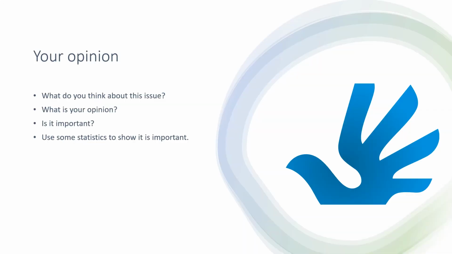So in the second paragraph, you talk about your opinion. So what is your opinion about this issue? Do you think this is an important issue? You could perhaps use this section to talk about the opposite side and why that side is wrong. And you can use statistics or articles or facts to support your opinion, and also use very emotional language in this part.